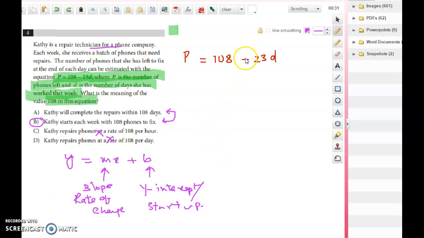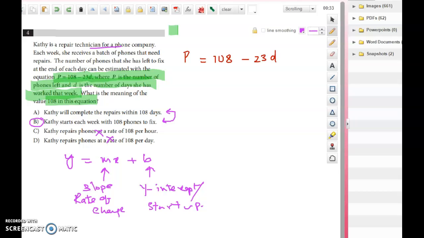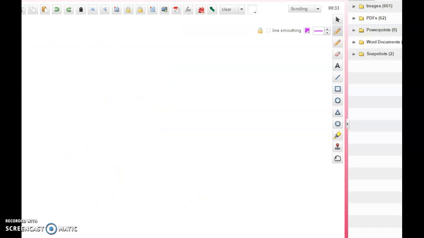Anytime they're asking for the slope, your answer should be rate of change. Okay, so always look at it this way: if they're asking what the 23rd means, then obviously your answer should be rate of change because it represents the slope. Let's move on to the next page.